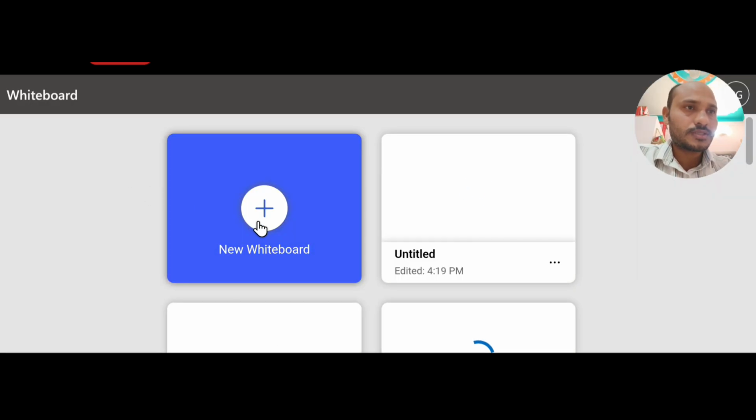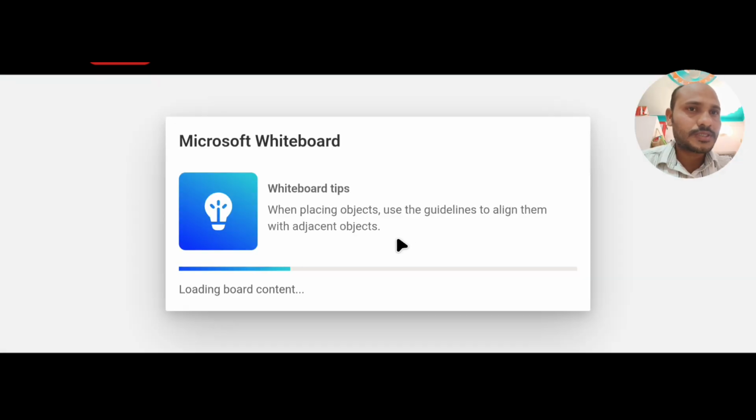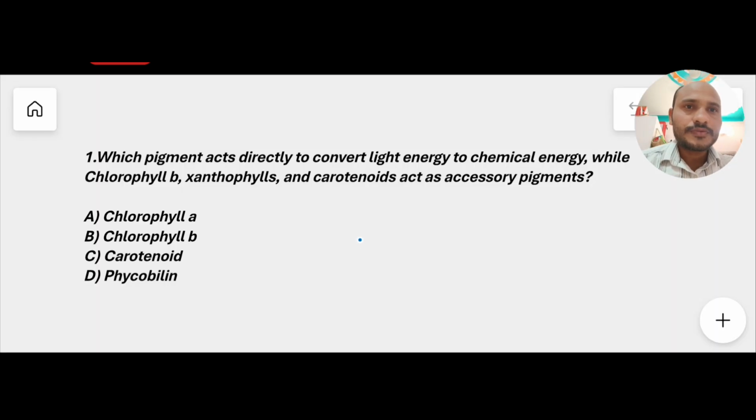Now it is the first MCQ. Which pigment acts directly to convert light energy to chemical energy, while chlorophyll b, xanthophyll, and carotenoids act as accessory pigments? So read these four options and identify the right one. Here it asks for the pigment which converts light energy directly to chemical energy, but chlorophyll b, carotenoids, and xanthophyll all act as accessory pigments.